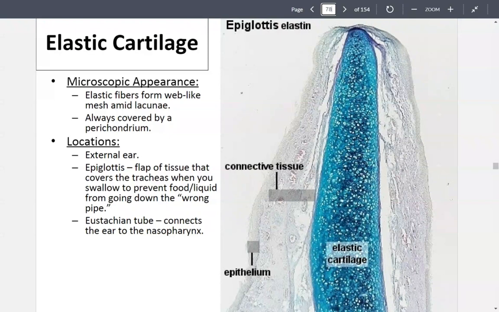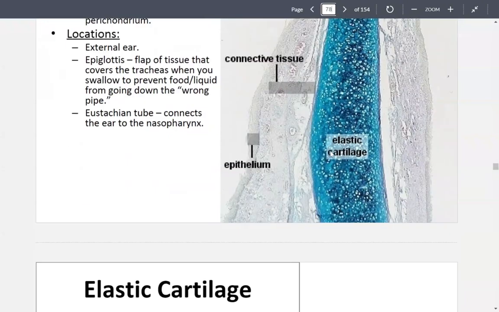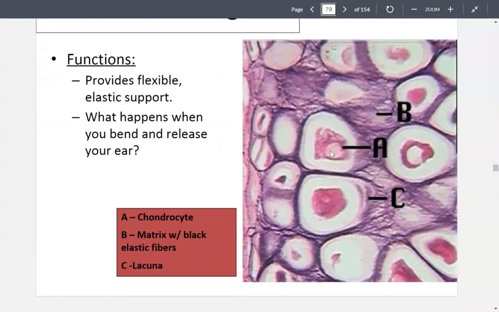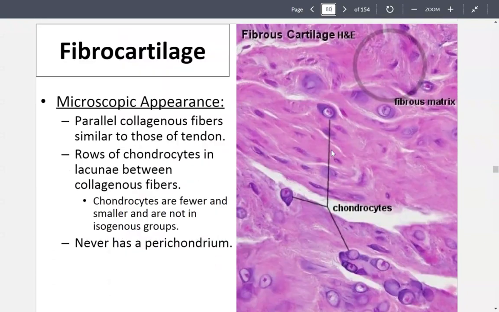Then we're also going to see this tissue with the eustachian tube. The eustachian tube connects your ear to your throat, specifically the nasopharynx portion of the throat, and is what enables your ear to drain. However, it is also what enables things like ear infections to occur after you have had strep throat. So, what does it do? It provides flexible elastic support. It has to be able to rebound and recoil.